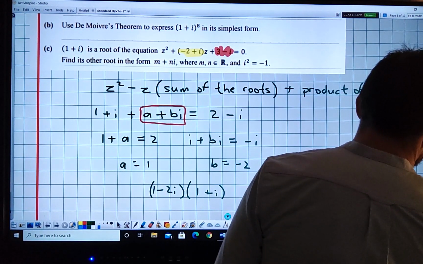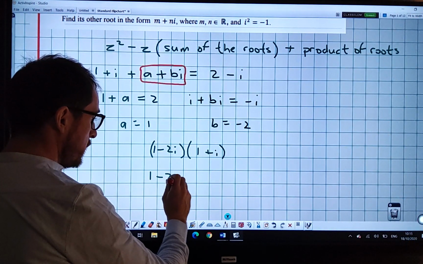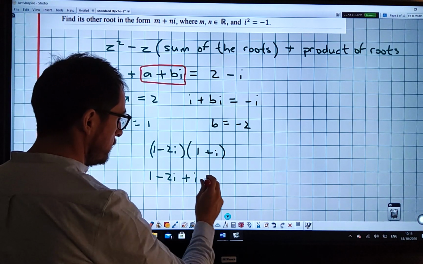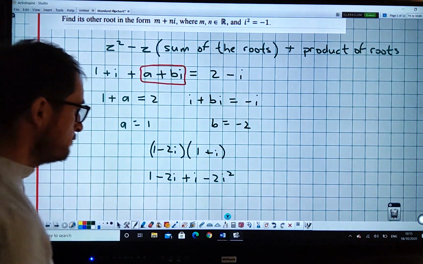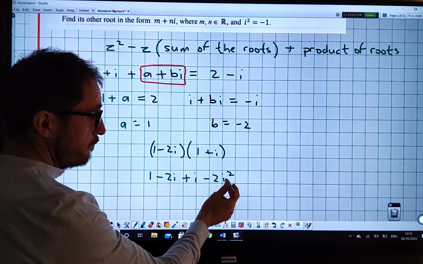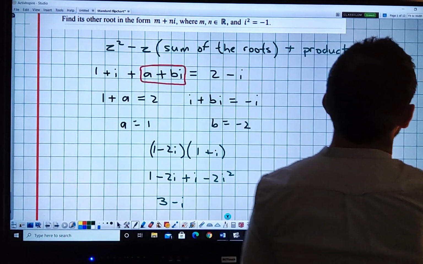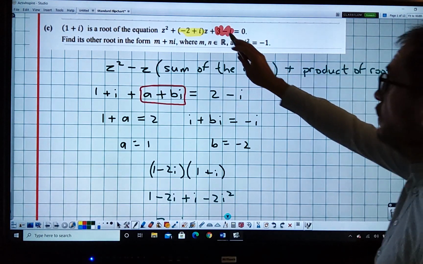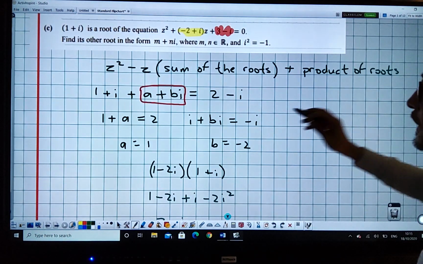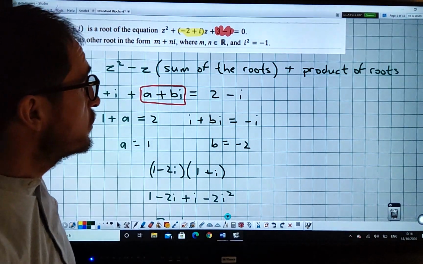So let's multiply this out. That's equal to 1 minus 2i plus i minus 2i squared. Okay, so that's going to get me, that changes to a 3, minus 2, minus 1 is plus 2, 2 plus 1 is 3, minus i. If I go back up here, the product of the roots is 3 minus i. I multiply that out and I have 3 minus i. So therefore I can say that n plus ni is 1 minus 2i. And that's all there is to that question.